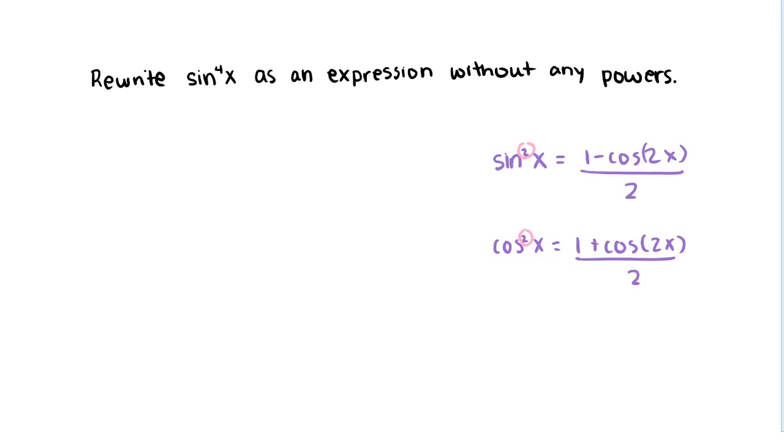This sine to the fourth of x is really the same as sine squared of x, squared. This sine squared of x is just sine of x times sine of x, and if we multiply that with sine of x times sine of x again, or in other words, we square it, we get our sine to the fourth of x. So we can use our power reduction identity here to rewrite this sine squared of x as 1 minus cosine of 2x, divided by 2.